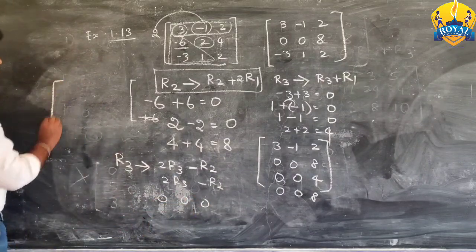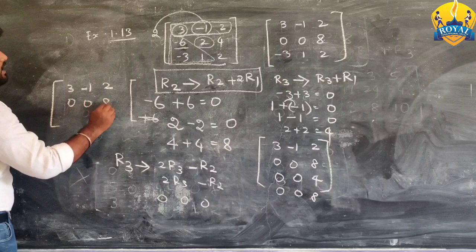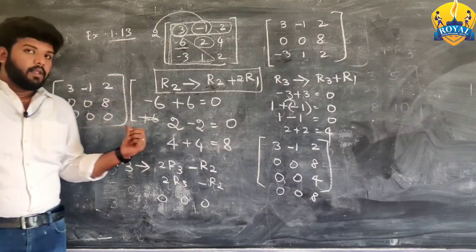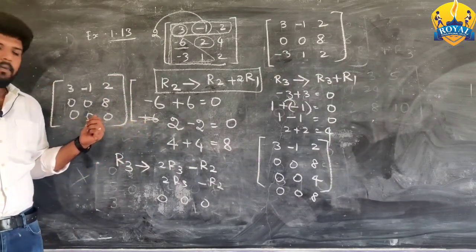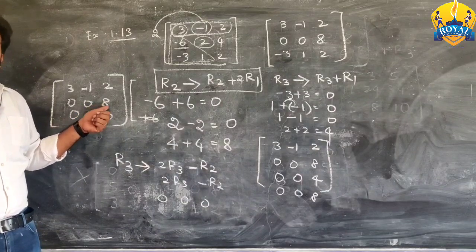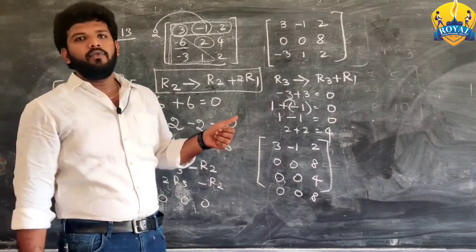So the matrix can be written as 3 minus 1 2, 0 0 8, 0 0 0. So all the 3 are 0. அதுக்கு மேல ஒரு ரெண்டு 0 இருக்கு. இந்த 0 க்கு இந்த ரைட் சைடு தான் நம்பர் இருக்கு. So hence it is in the row echelon form.